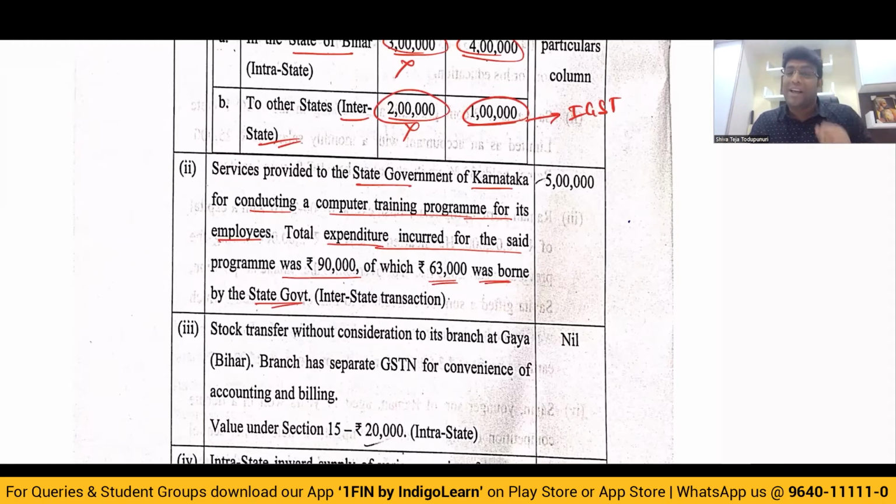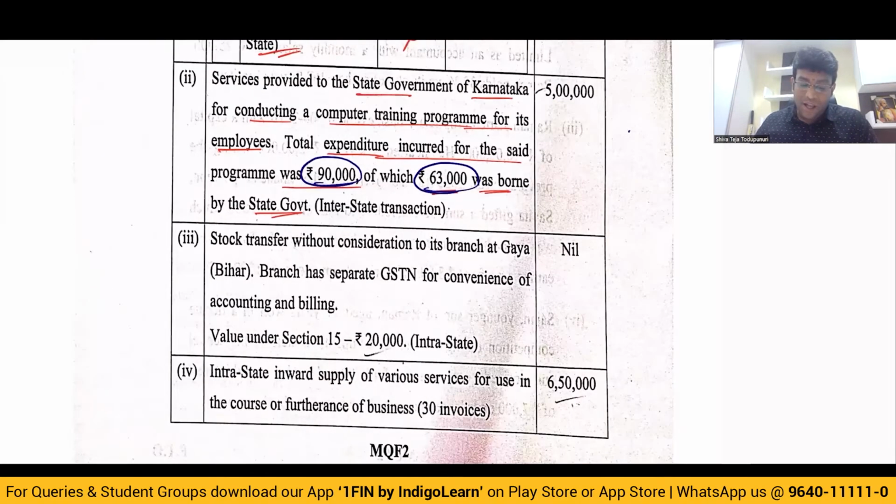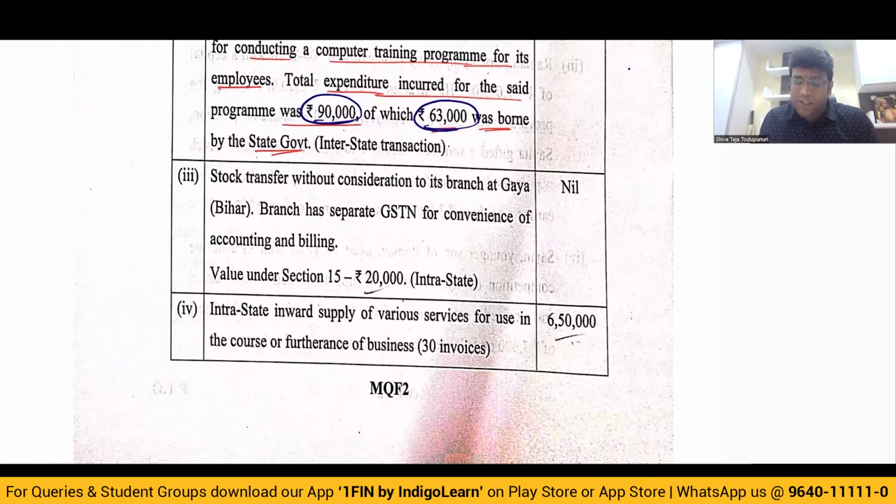On that particular point, they covered this. Expenditure was 90,000, of which 63,000 was borne by the government. That is only 70%. Getting clarity, my dear friends? That is how they tested one point in the exam related to the exemptions. Then, stock transfer without consideration.